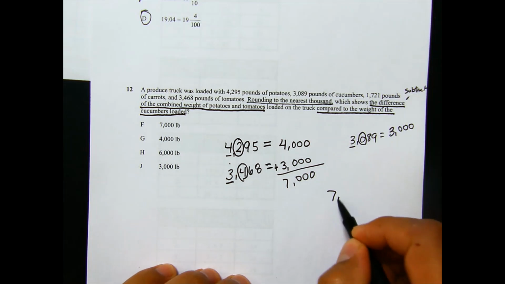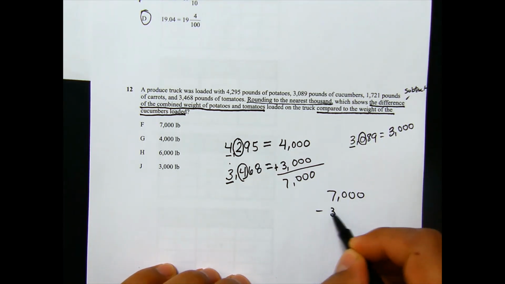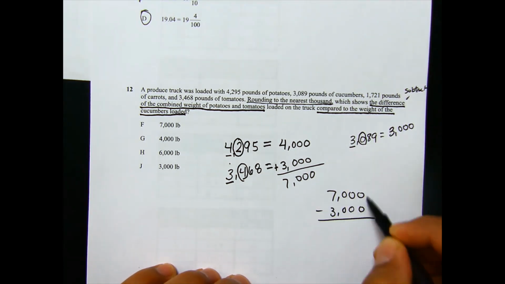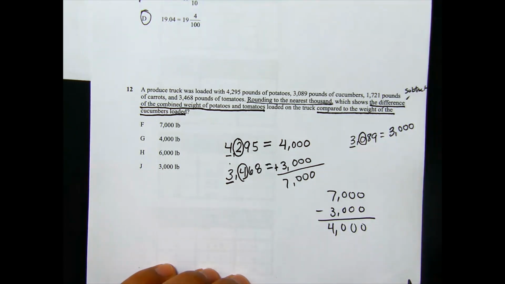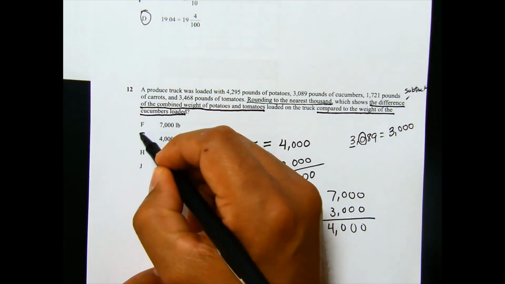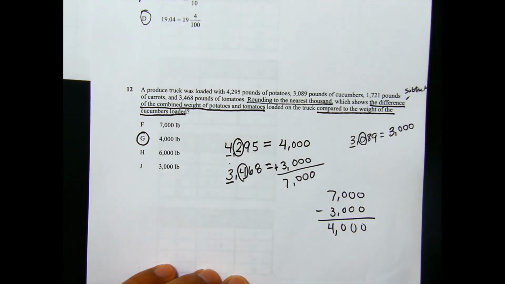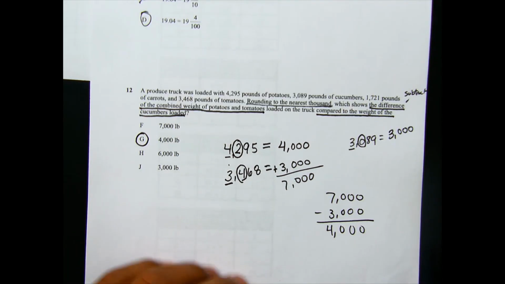So I go 7,000 minus 3,000. That gives me 4,000. So our answer would be G, 4,000 pounds.